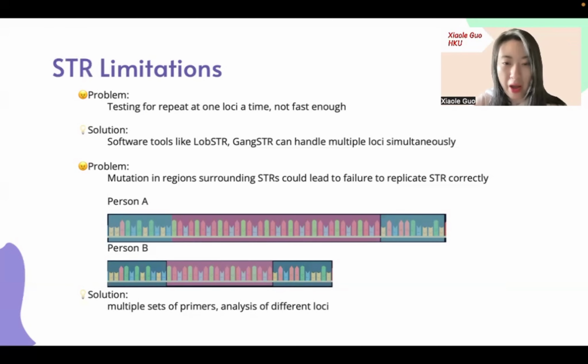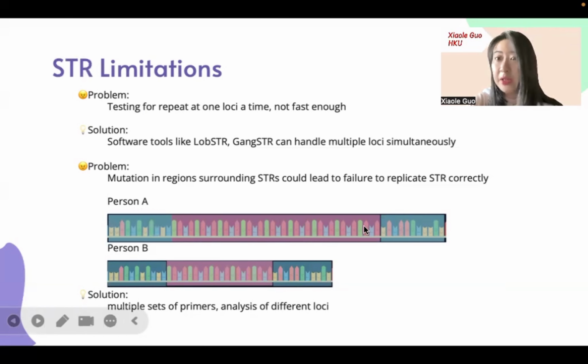However, if someone has a mutation in the flanking region, then the primers might not work as expected, so that we might wrongly identify the region for STR, which may lead to problems.